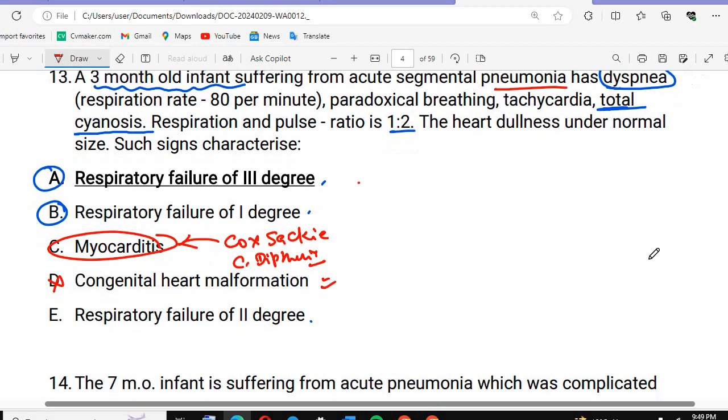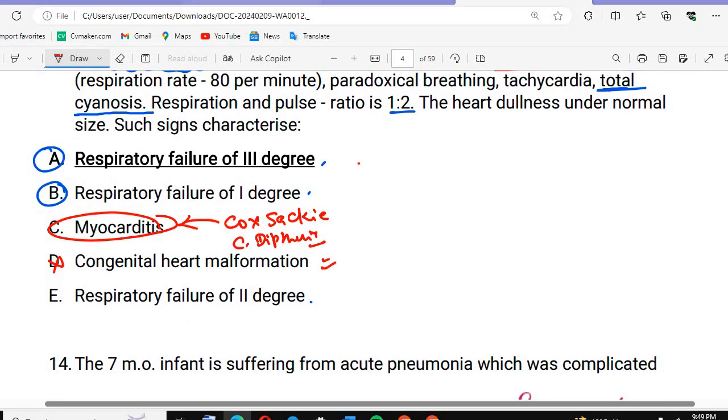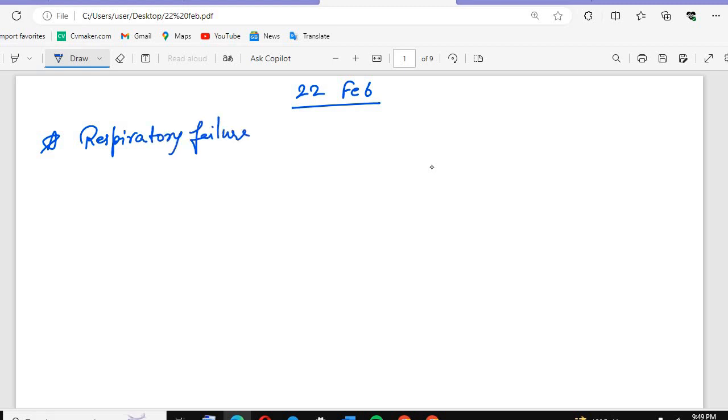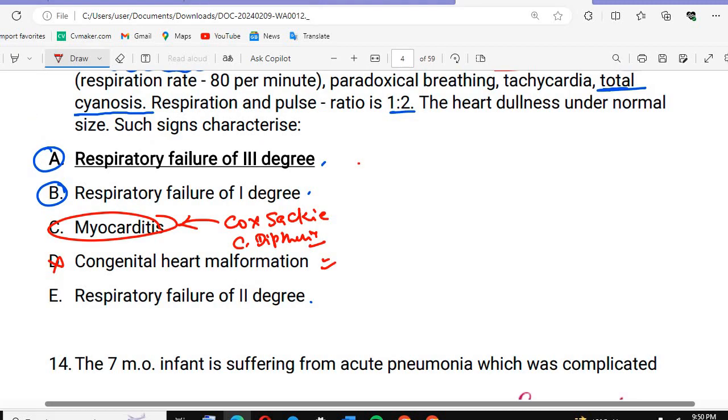So let's see what the 3 options are. Okay, let me write it here. The PDF will be of 22 Feb. Let's talk about respiratory failure. Question number, what is the question number? 13.